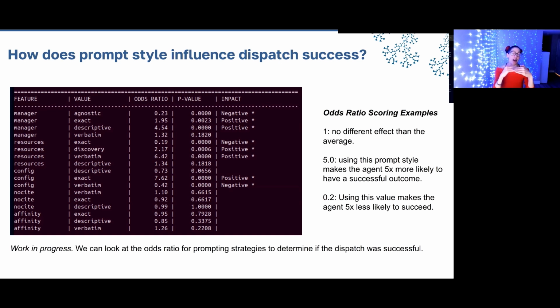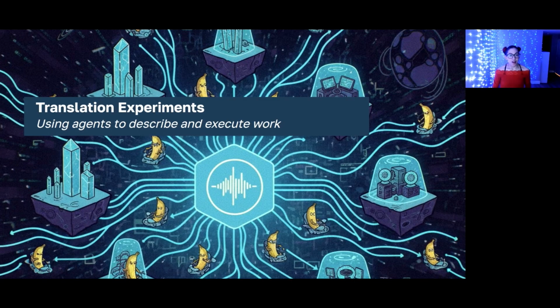Then, reasonably, when you drop below 1, for example if you get an odds ratio of 0.2, that would say that using this value makes the agent 5 times less likely to succeed. So this is, again, early work, but what we're learning here is that different prompting strategies for different features do matter. All right, so now let's talk about translation experiments.